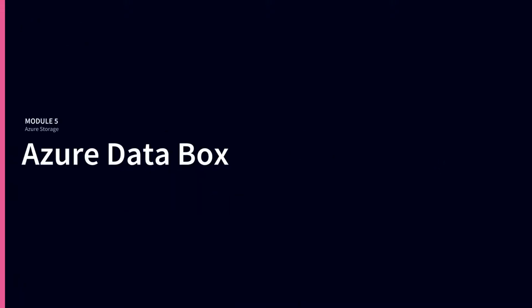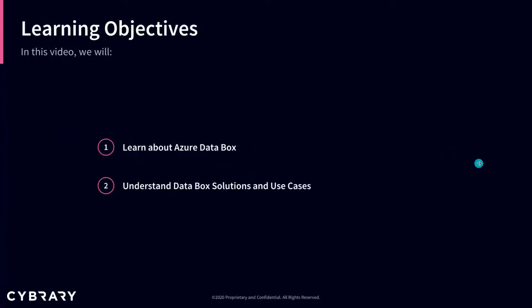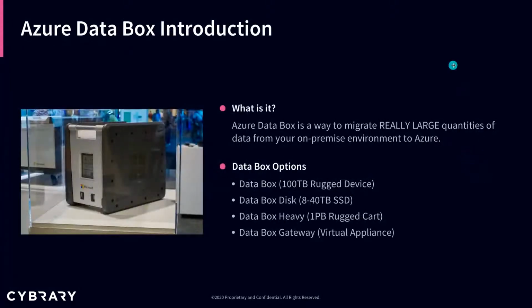Next, we are going to talk about Azure Data Box. So we will learn about Azure Data Box and understand when you're going to use it. So Azure Data Box is really literally a data box that Microsoft sends you. Azure Data Box is a way to migrate really large quantities of data from your on-premise environment to Azure. So what that really means is that if you already have terabytes of data in your on-premise environment and you want to migrate to cloud.